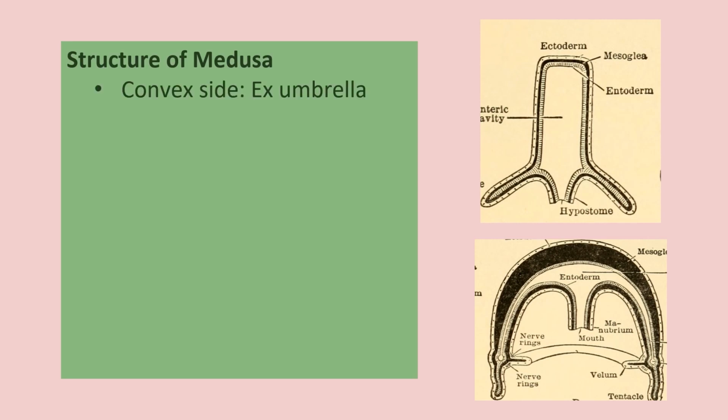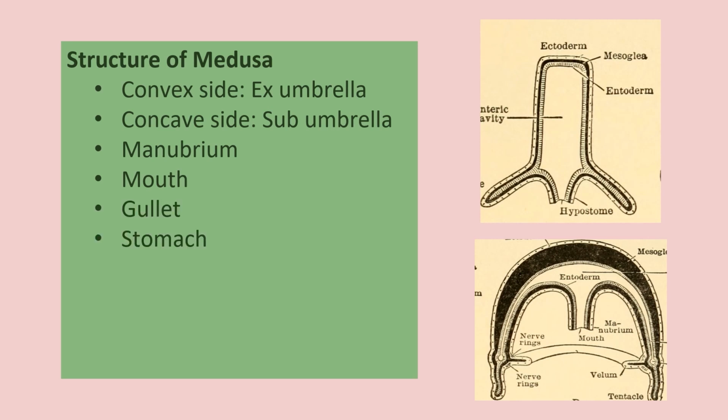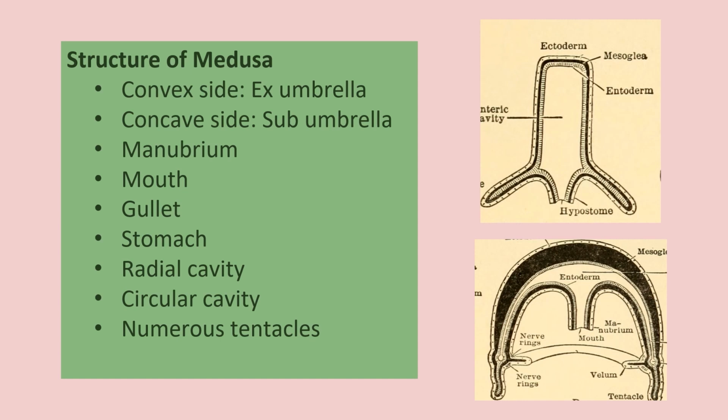Structure of medusa. The medusa has a convex and a concave side. The convex side is called the exumbrella and the concave side is called the subumbrella. It also consists of manubrium, mouth, gullet, stomach, radial canals, circular canal, and has numerous tentacles and a velum.